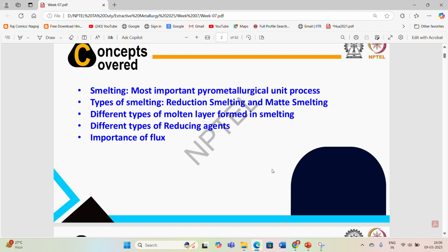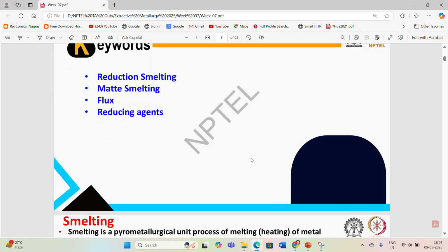So it is the most important pyrometallurgical unit process. And in today's lectures, we will talk about different types of smelting processes. It is generally divided into two types, reduction smelting and matte smelting. Then we will talk about the different types of molten layers formed during the smelting processes in the reduction or matte smelting. Then we will talk about the different types of reducing agents used during the smelting processes, and the importance of flux, which is added during the smelting process to facilitate the formation of the slag material and for the proper recovery of molten metal during the smelting operations.